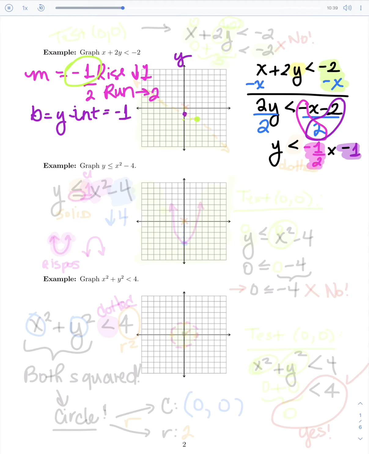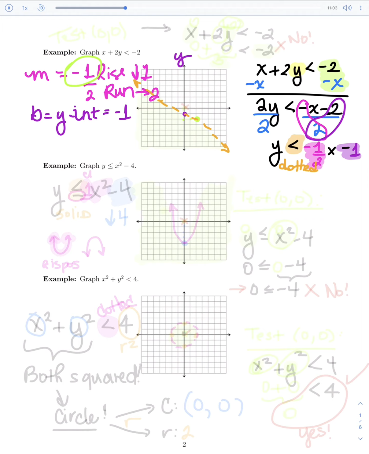The question is, what kind of line do we have? Well, let's look. We have a less than symbol, not a less than or equal to, so it is going to be a dotted graph here. We already said it was a line, so I'm going to do a dotted or dashed line here. It doesn't have to be perfect. I'm not a great artist.